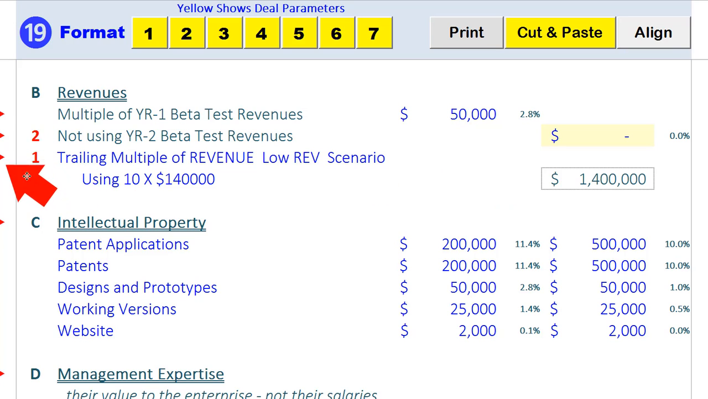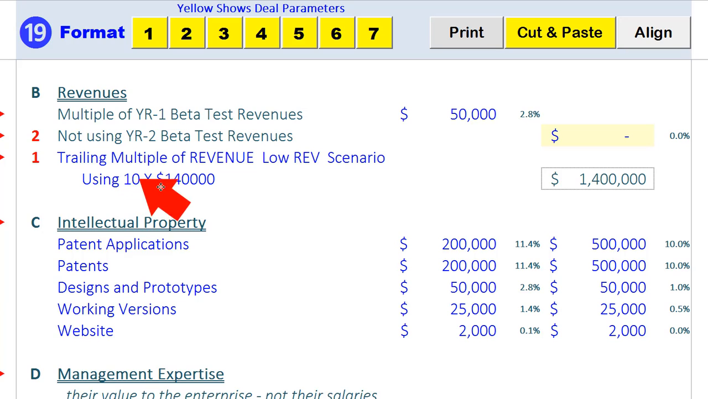Off the side here, there are 2 spin buttons. One is blue. That basically turns on or off this line here. And the other one is brown, just like on the other page, SharkCapTable.pro. It scrolls through whether you're going to be using trailing multiple of revenue, and it shows whether it's the low revenue scenario, the mid revenue scenario, or the high revenue scenario.